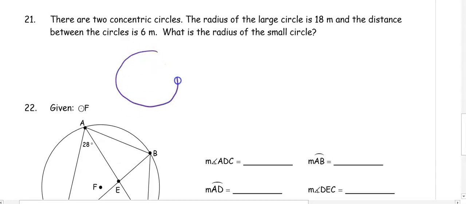So if I draw my bigger circle and a littler circle inside, they have the same center. The radius to the outer circle is 18, and the distance between the two circles is 6. So to get our radius, we can take out the difference between the two circles. So 18 minus 6 gets us a radius of 12 meters.